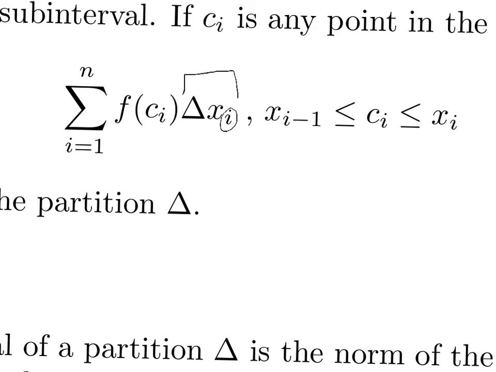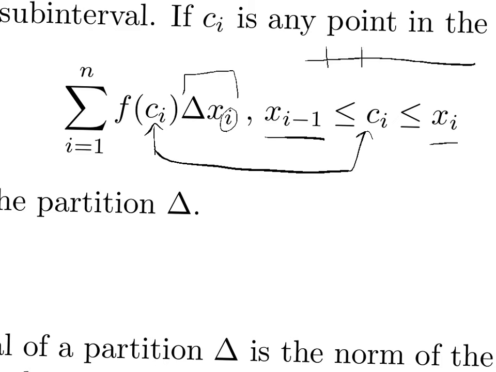So we have this little i, and we talked about that yesterday. Our only requirement is that ci, take a look at this inequality, is between x(i-1) and xi. To make this more concrete: if this is x0, x1, x2, x3, x4, c1 would be any point between x0 and x1. It could be anywhere in there.